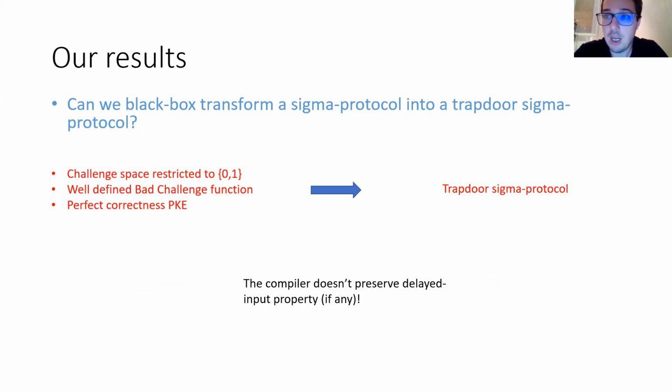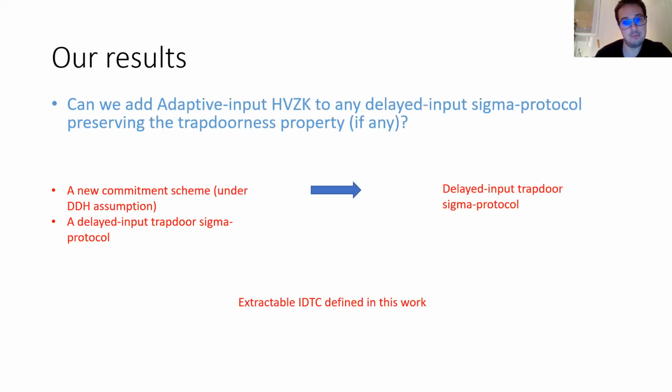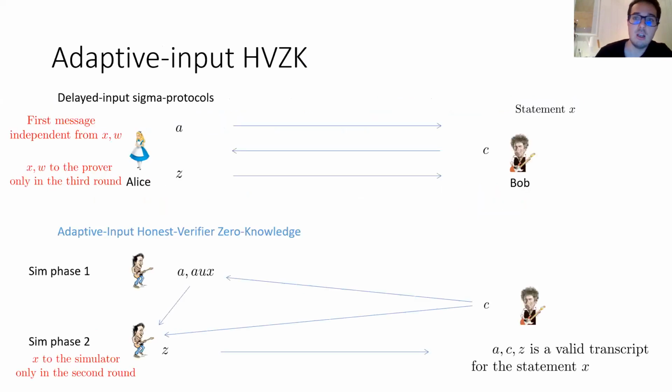Then we define the compiler that adds trapdoorness to any sigma protocol using as an additional tool a perfect correctness public key encryption scheme. However, this compiler doesn't preserve the delayed input property. The last result is a compiler that adds adaptive input honest verifier zero knowledge to any delayed input sigma protocol, preserving the trapdoorness property. And to define this compiler, we also defined a new commitment scheme called extractable IDTC. Now I can show in detail most of our results.